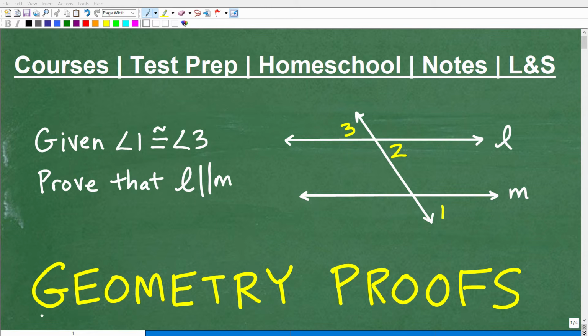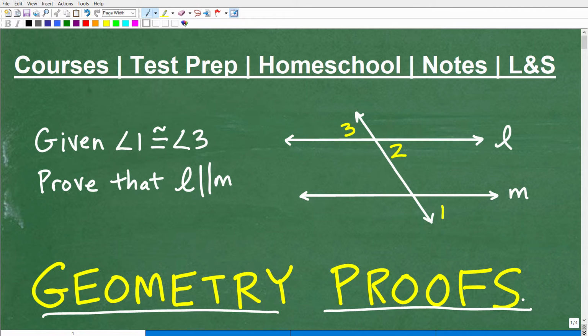Okay, let's talk about geometry proofs. These are problems that you typically start to encounter at the high school level. So if you're taking high school geometry and your teacher's giving you problems that say something like prove this or prove that, matter of fact, let's go ahead and take a look at this example. This will clarify what I'm talking about.